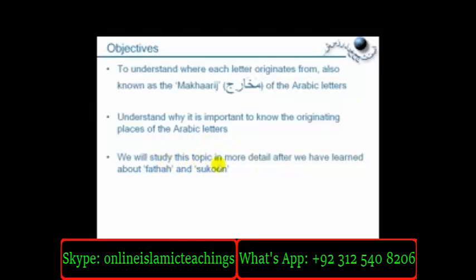We will study this topic in more detail after we have learned about fatha and sukoon. So at the moment we're only doing a very brief introduction. Later on we're going to study this makharij in a lot more detail.